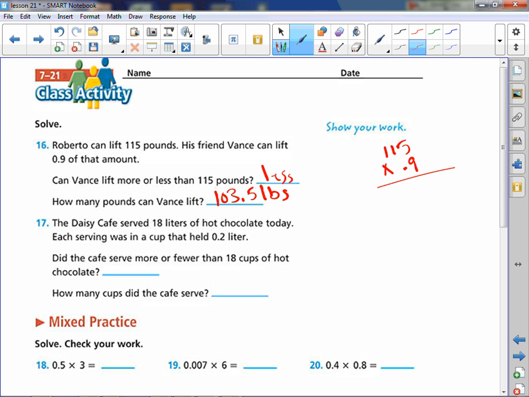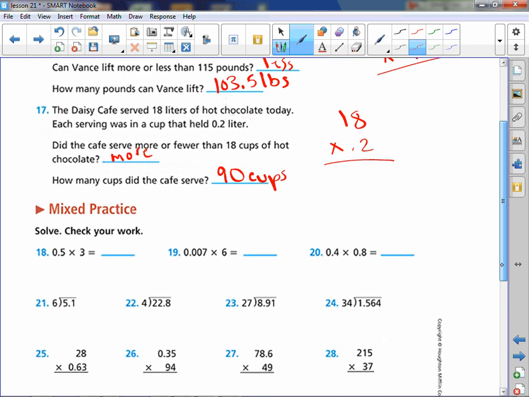The Daisy Cafe served 18 liters of hot cocoa today. Each serving was in a cup that held 2/10 of a liter. Did they serve more or fewer than 18 cups? Well, more, because they didn't put a full liter in each cup. They put 2/10 of a liter. So now we're going to take 18 and multiply it by 2/10. Okay? Pause the video and come back. 18 times 2, 900. Add the decimal back in. 90 cups. That's a lot of hot cocoa. That would give every kid in 5th grade this year 1 cup.